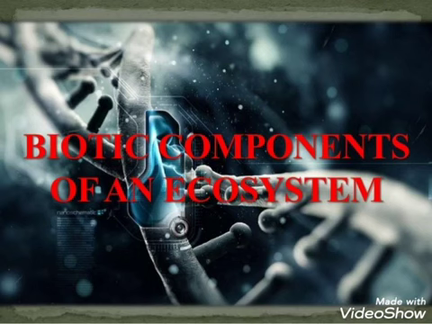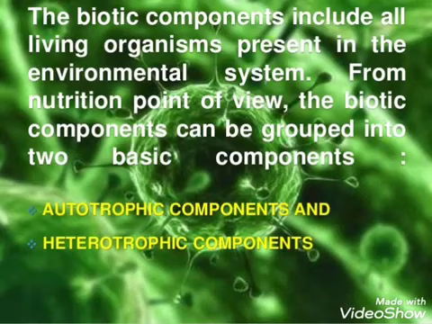It is very well known that we call all the living things biotic. The biotic components include the living organisms present in the environmental system. And from the nutrition point of view, on the basis of what type of nutrition they have, the biotic components are grouped into two basic types: the autotrophic components and the heterotrophic components. So, what is meant by autotrophic and heterotrophic?